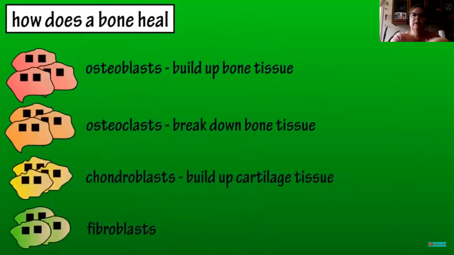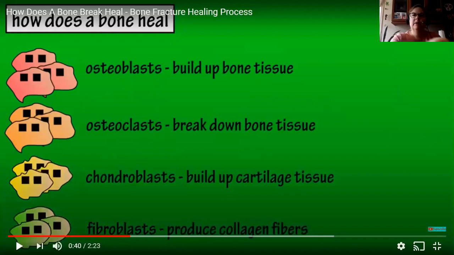Fibroblasts tissue and fibroblasts. I'm going to pause it there. So first of all, to take note, this is an incorrect image. Osteoblasts only have a single nucleus. It's the osteoclasts that have multiple nuclei. And then these ones here, the chondroblasts and the fibroblasts, you don't have to know those. They're part of this video, but you're not responsible for knowing those. Okay. All right.